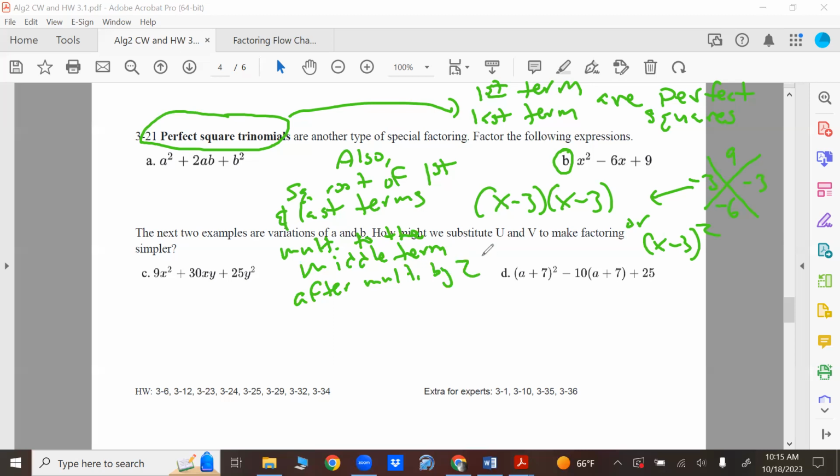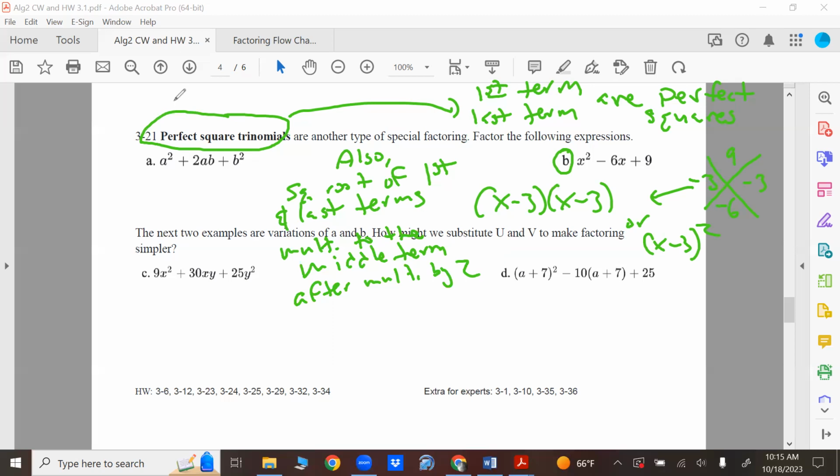What's the square root of 9, guys? 3. The square root of x squared is x. So what's x times 3? 3x. Then double it. But of course, you've got to put a negative in the middle. So you get negative 6x. So that will work if you have the situation here.